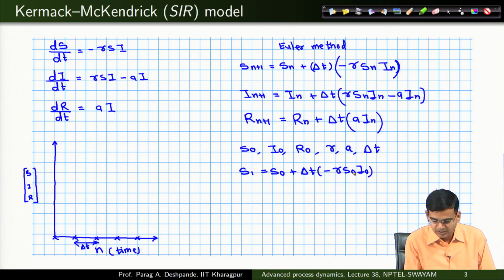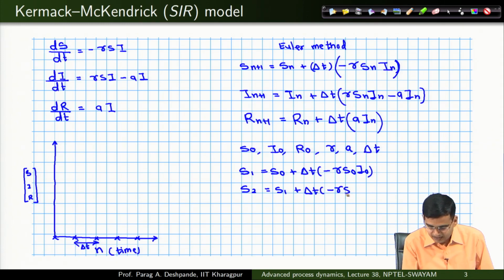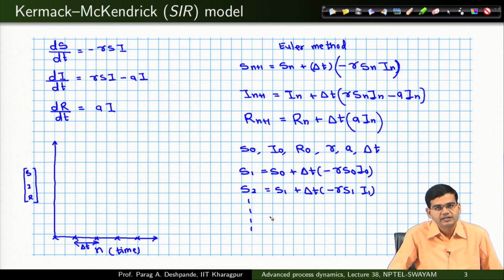So, this is known to you. Therefore, what will happen to S2? You will determine S1 and plug it here: S1 plus delta t minus R S1 I1, and so on. In this manner you can evolve your system.